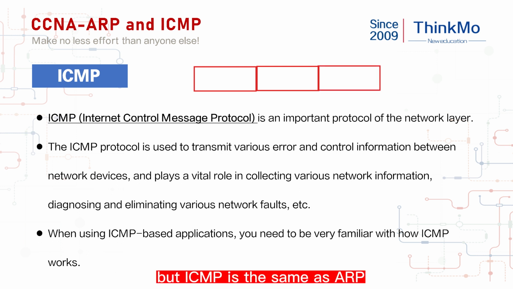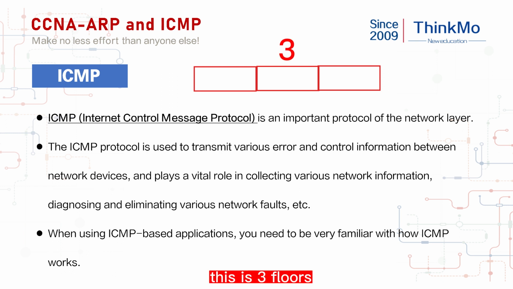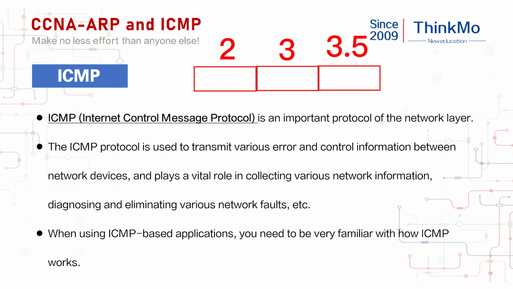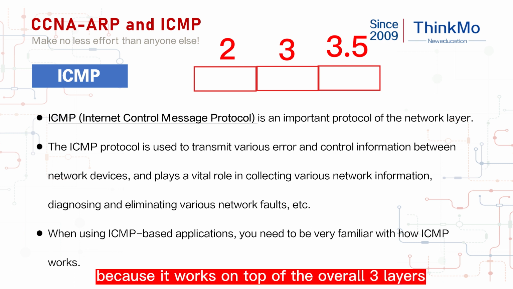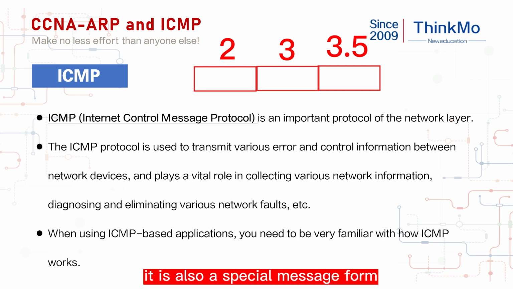But ICMP is the same as ARP. The top layer is ICMP. There is no transport layer or application layer behind it. It is encapsulated on top of the IP header. This is layer 3, this is layer 2, and this is ICMP. So we often call ICMP a layer 3.5 protocol, because it works on top of the overall layer 3. It is encapsulated in this location, and behind it is the same as ARP: nothing at all. It is also a special message form.